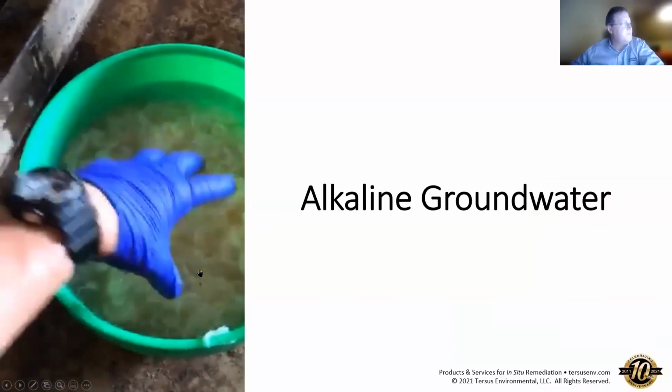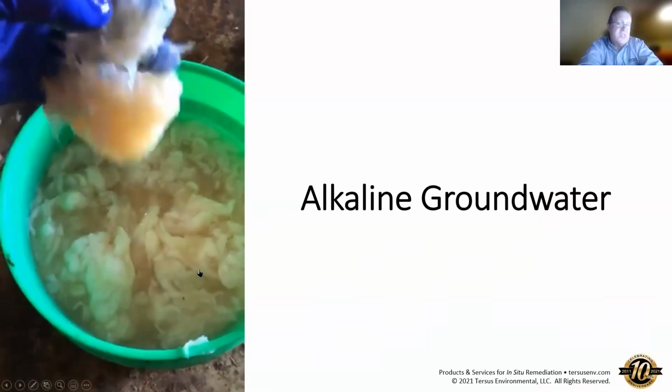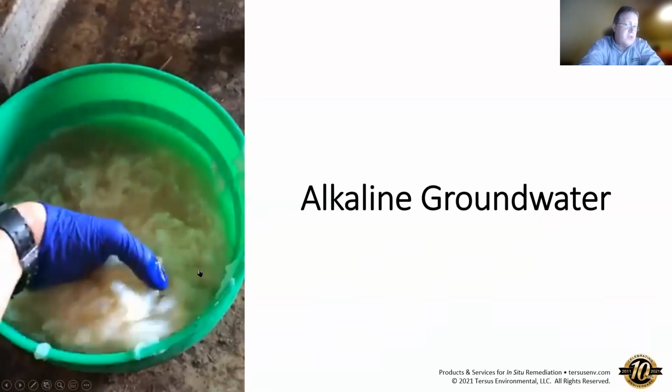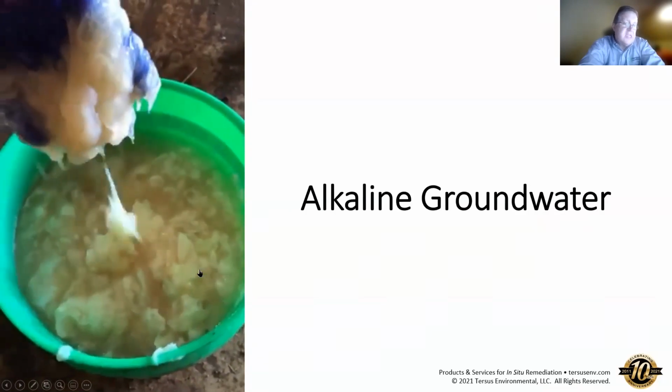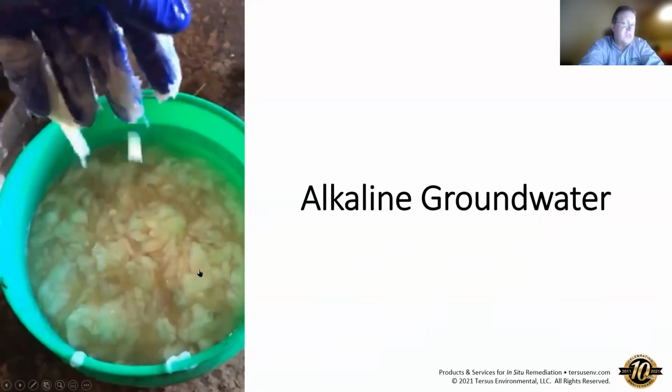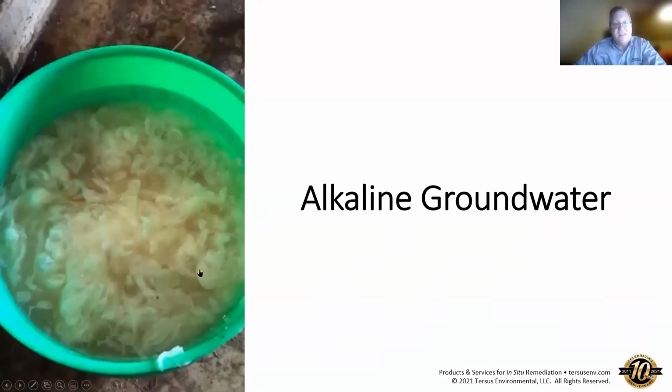I'm going to show you a video. This is a bucket. This was a site where they did groundwater recirculation with an emulsified vegetable oil. The site had alkaline groundwater and really high levels of calcium and magnesium. And you can see in the video, we formed this Vaseline-type material that plugged up all of the delivery systems, the wells, and the piping. They reached out to us to see how we could help them rectify and clean up the situation.